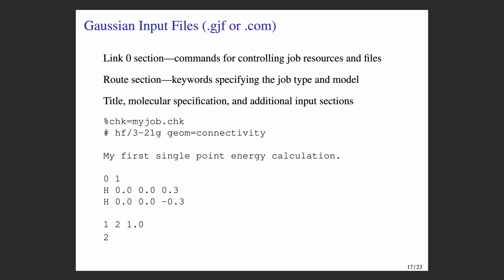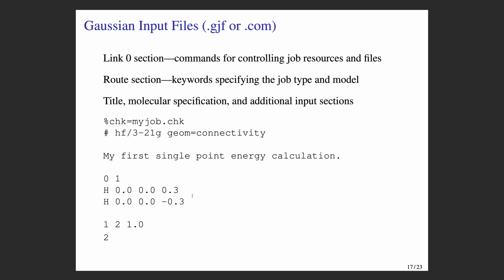Its x-coordinate is 0, its y-coordinate is 0, and it's 0.3 angstroms from the origin along the z-axis. The next hydrogen is also along the z-axis, and we see that it's placed at minus 0.3 angstroms from the origin. So here we've got a diatomic hydrogen molecule that's oriented along the z-axis. One hydrogen has a z-value of 0.3, the other one has a z-value of minus 0.3.